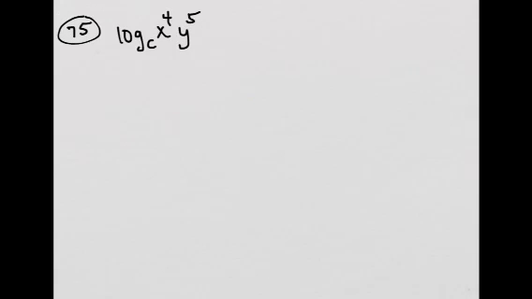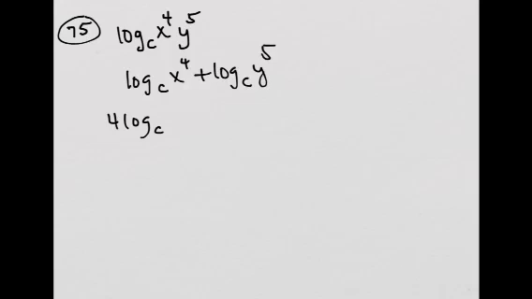After going over number 74, 75 is a piece of cake because it's just a log of a product. So this would be log base c of x to the 4th plus log base c of y to the 5th. The 4 and the 5 become coefficients of their respective logs. And that's the answer.